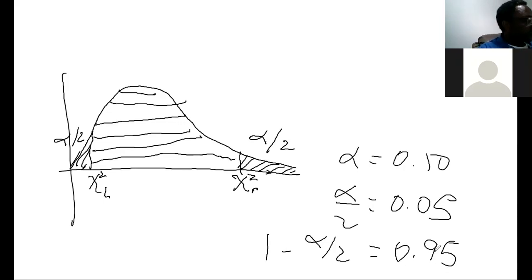You want to do another one? I think I have it because I've been writing it all down. Okay. So once you have alpha, you can have chi-square left and chi-square right. And now, when you have a confidence level, know that alpha is 1 minus the confidence level.